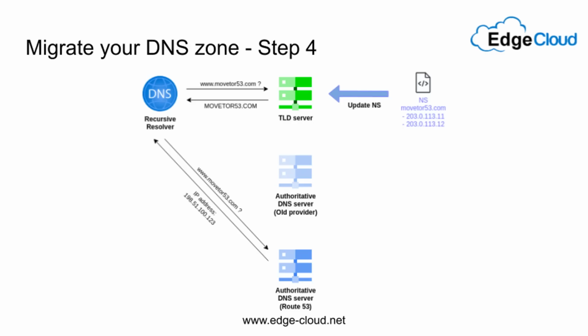In step 4, after we have validated that the Route 53 public hosted zone is set up to our expectation, we can update the parent zone, .com. After providing the parent zone with new name server records for our domain, which are the authoritative DNS servers from Route 53, DNS resolution will use Route 53. The old authoritative DNS server can be removed after 2 days or 48 hours.